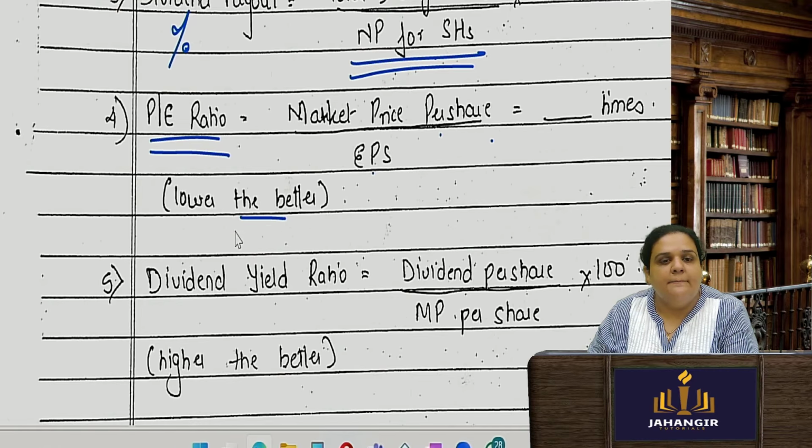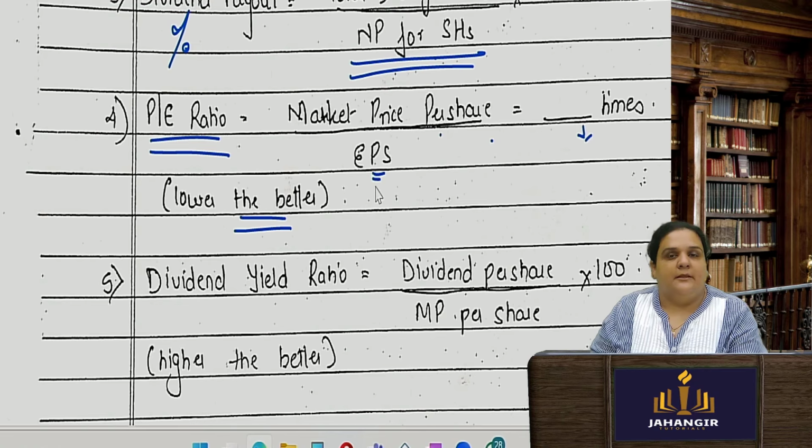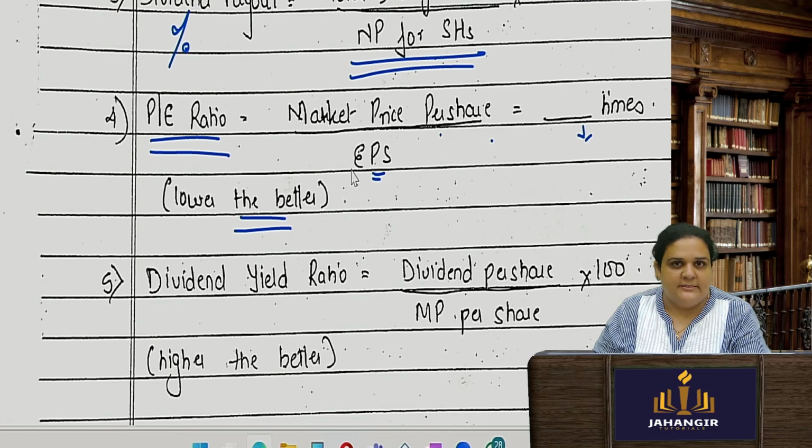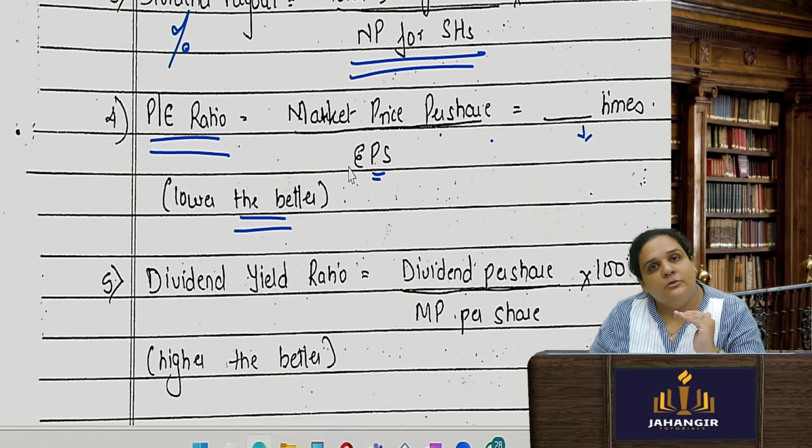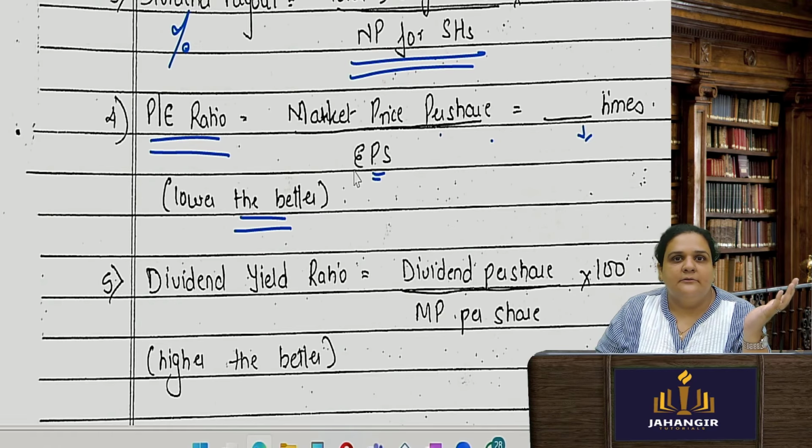This is lower the better. Means what? If this ratio is less, it means that I will be able to reach the market price faster with the help of this earning. Okay, earning per share means what? The company is availing this much of profit now for equity shareholders, divided by number of equity shares. That earning and market price, if I compare, how many times it will take to reach that market price. So the less time it takes, it is better.